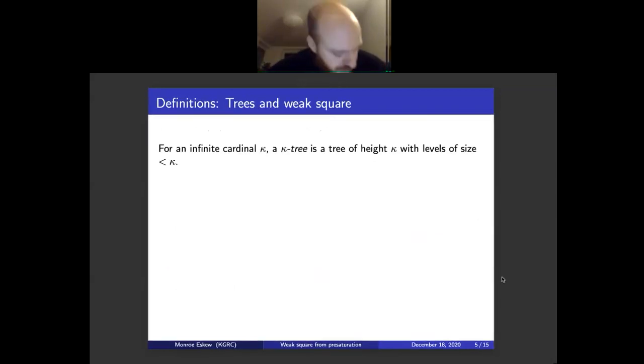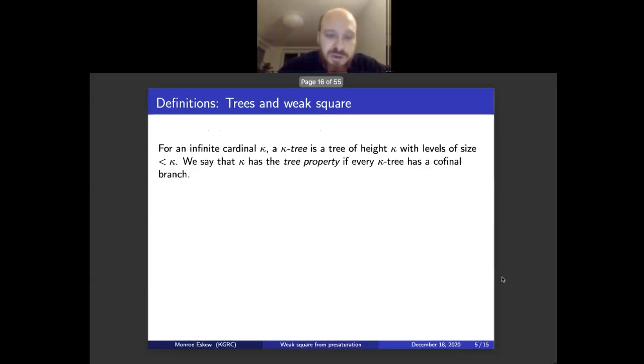Okay, now for basic definitions about trees and the weak square principle. For an infinite cardinal kappa, a kappa tree is a tree, a partially ordered set where once you split, you never rejoin. And it has height kappa. Another way of saying this non-rejoining property is that below any element, it's linearly ordered, a well order. And the levels have size less than kappa, so there are fewer than kappa many nodes of each rank less than kappa.